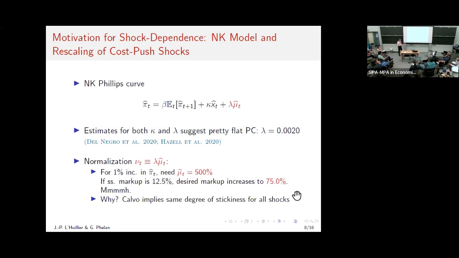So what this means is, the literature typically proceeds by normalizing the markup shock and defining another shock nu that is equal to lambda times mu. But if you think about what that means, in order to get a 1 percentage point increase in inflation, you need a microfounded shock that is of an order of 500%. So it means if the steady state markup of firms is 12.5%, the desired markup of firms has increased to 75%.